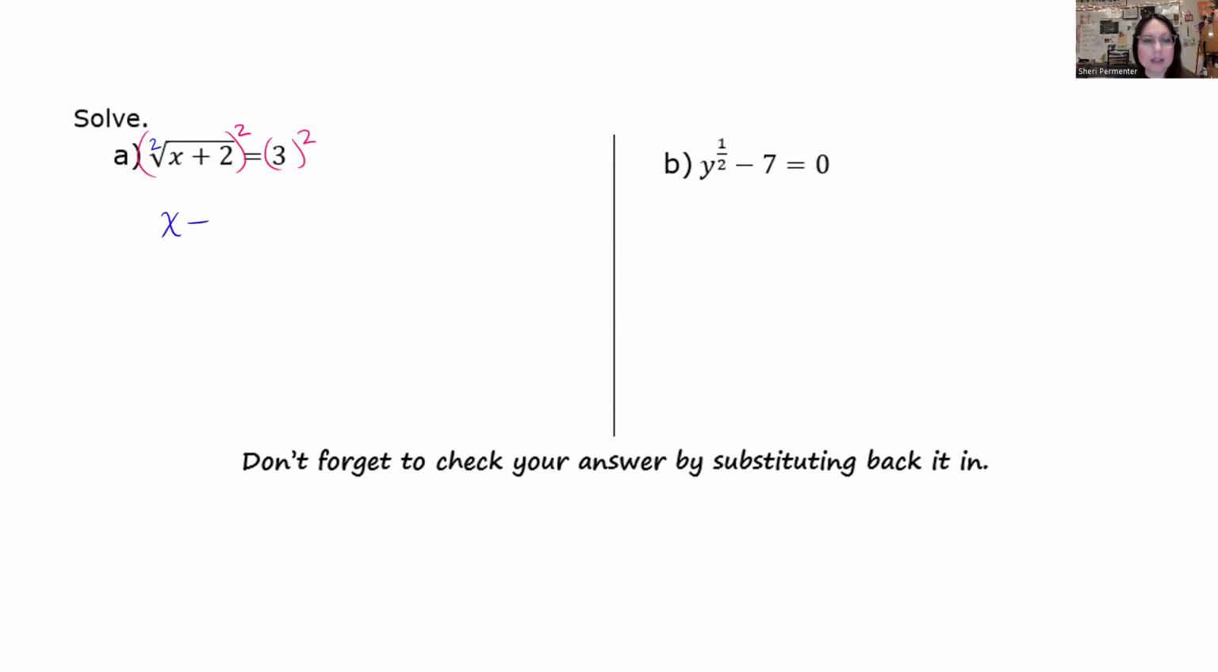So I end up with x plus 2 is equal to 3 squared, and 3 squared is 9. From here, it's a one-step equation. All we have to do is subtract 2.